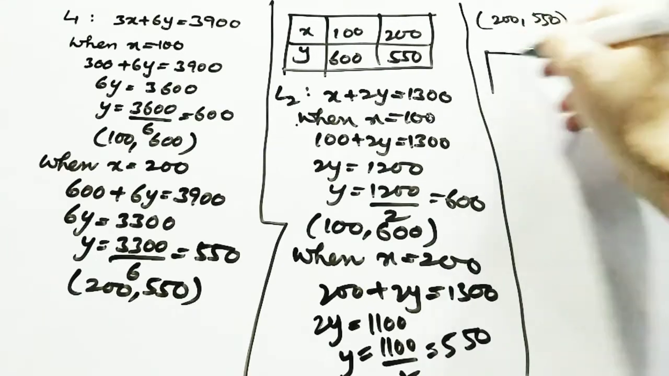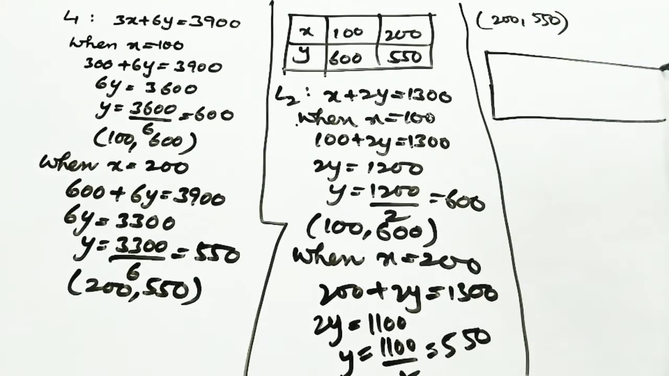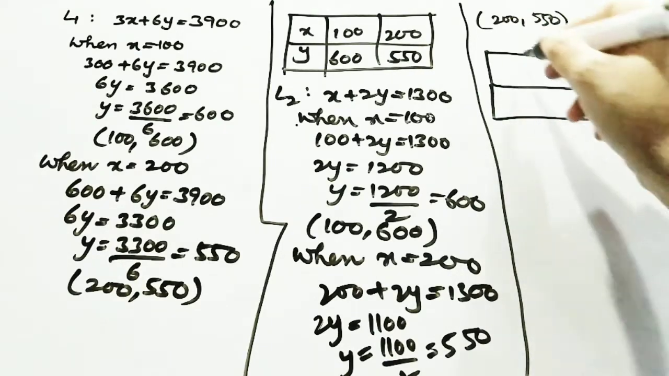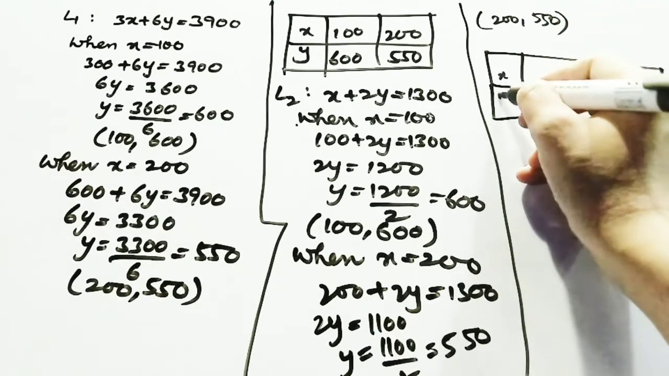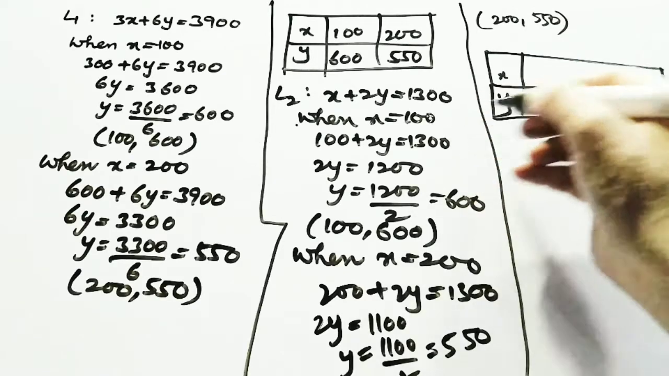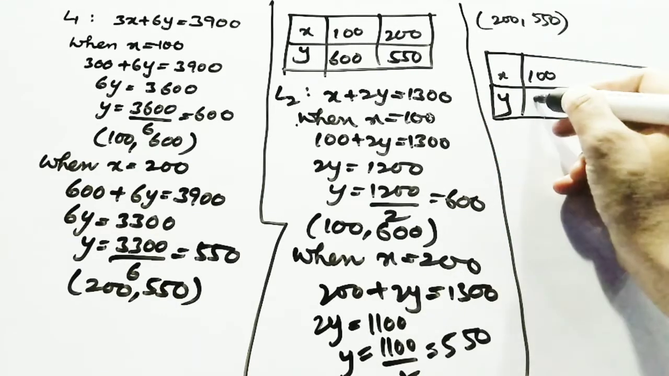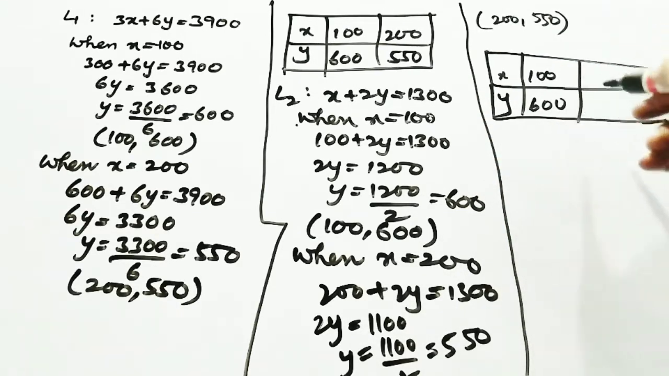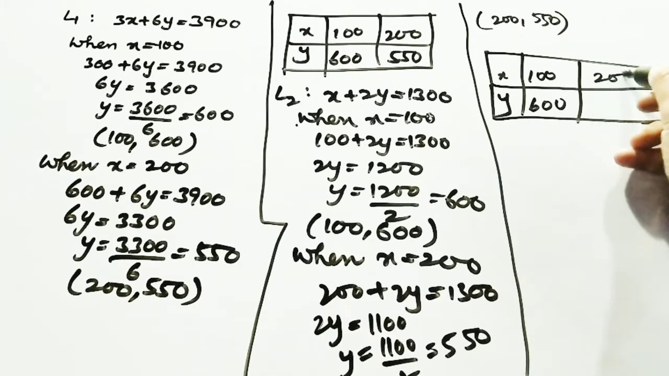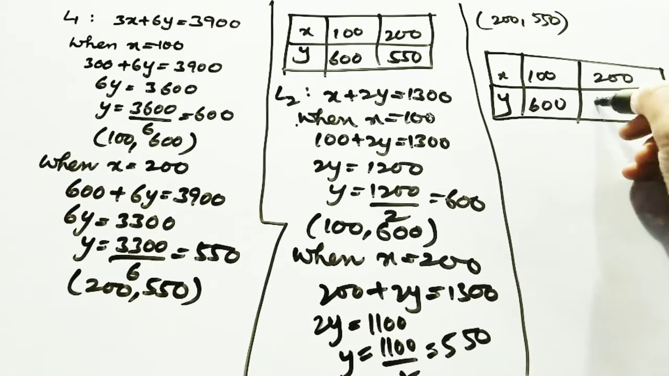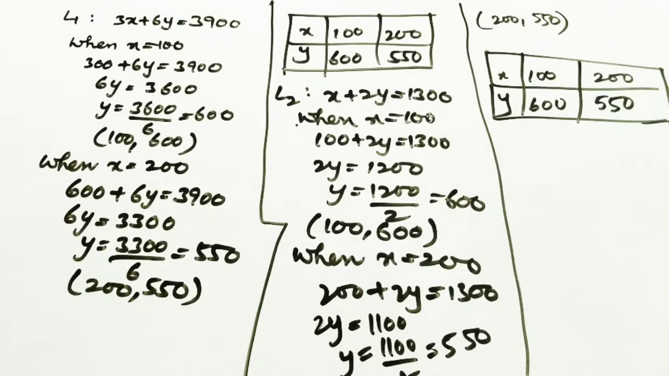Just represent it in the table with x and y coordinates. When x is equal to 100, y is 600. When x is 200, y is 550. Then we will draw a graph by using these coordinates.